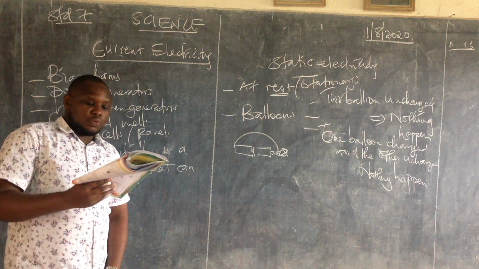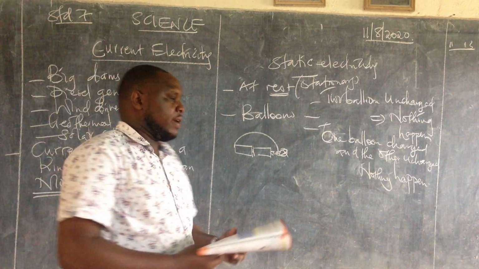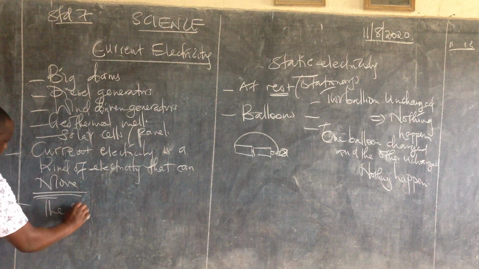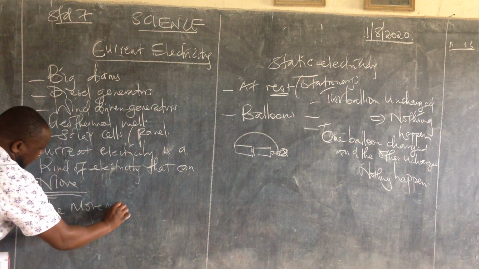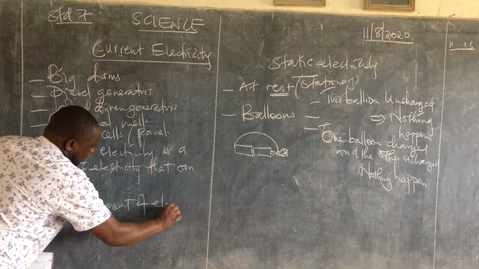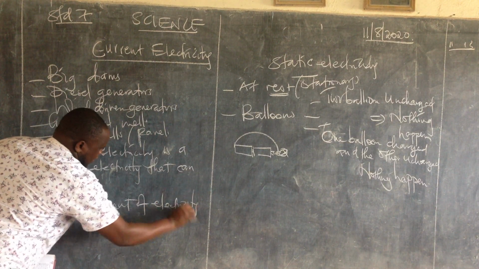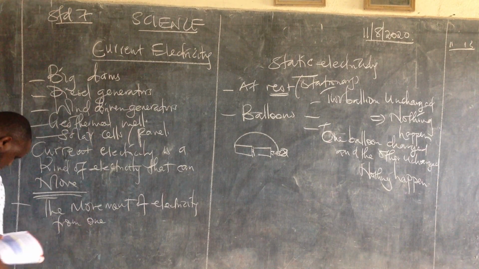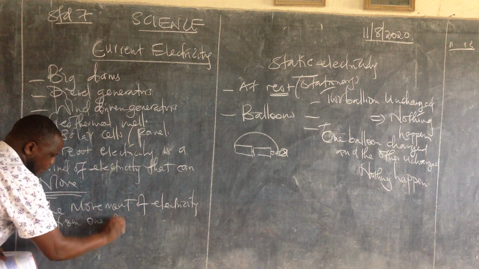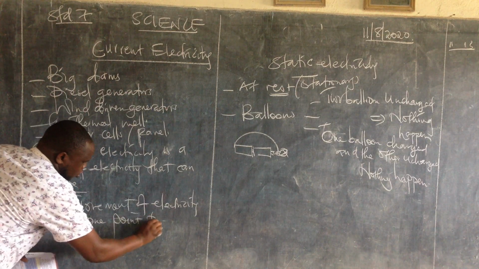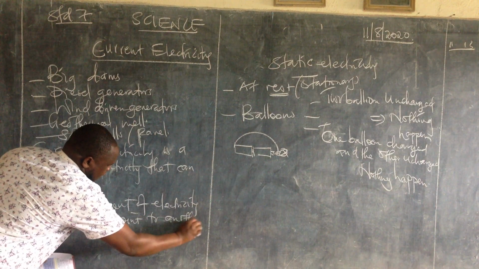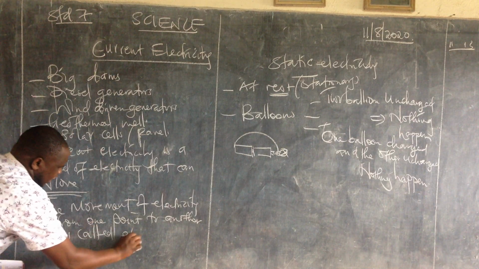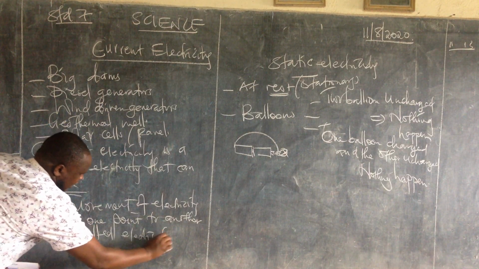So the movement of electricity from one point to another is called electric current.